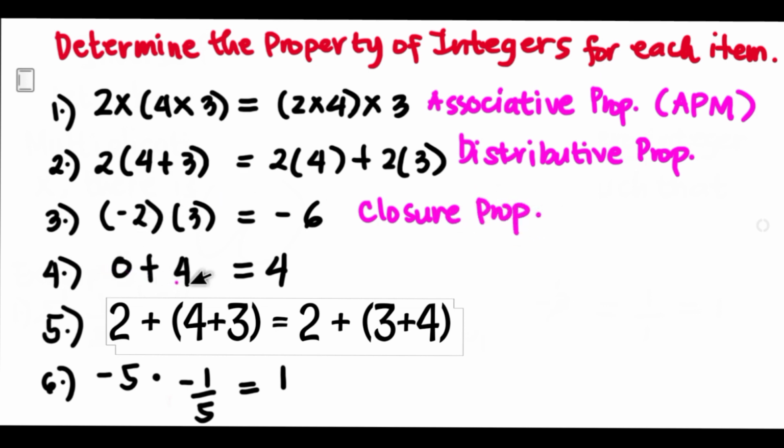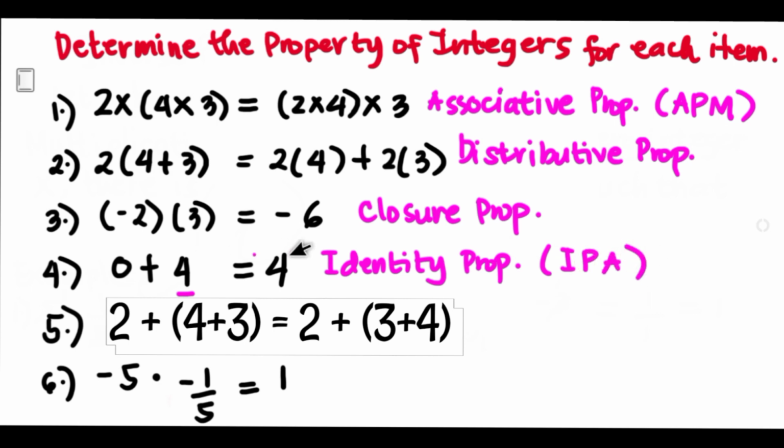Number 4, 0 plus 4 is equal to 4. Kahit anong number na i-add sa 0, ang sagot ay yung number pa rin na yun. So, ito po ay identity property. Specifically, identity property of addition. Kasi nag-add tayo.